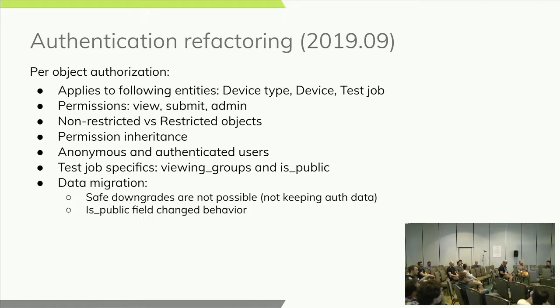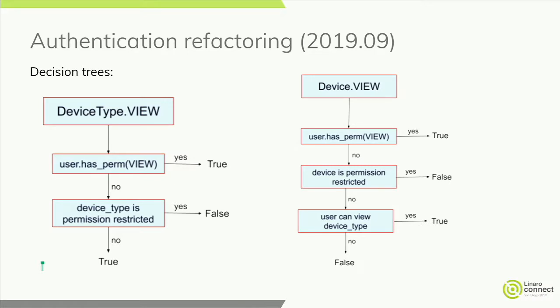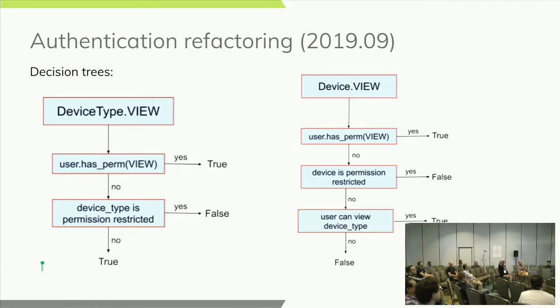Okay. So the next couple of slides just visualize the decision trees for viewing the device type, device and test job. I will just briefly go over them; all these are available in the documentation. The documentation is still not in the release, unfortunately, but it's in the mainline, and you can check it out on staging VLO. So I will not go into any details here.